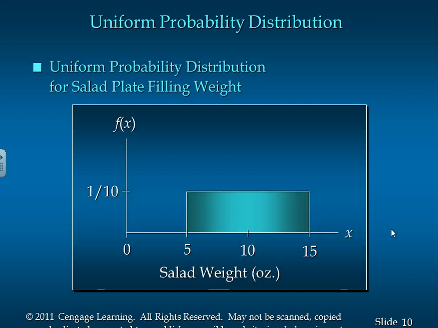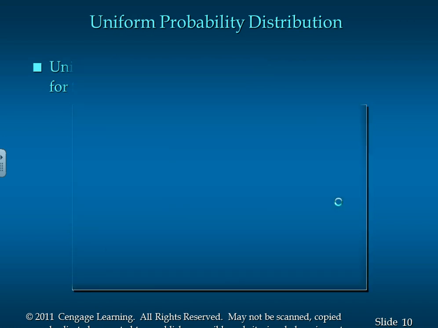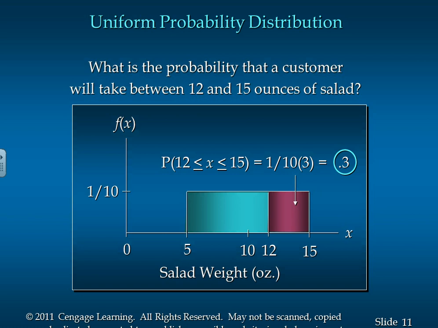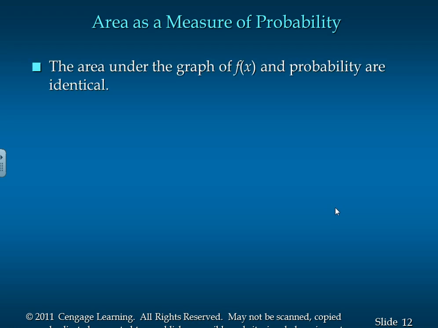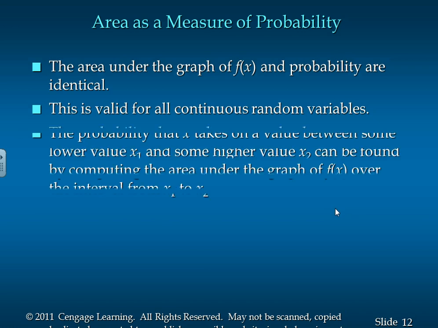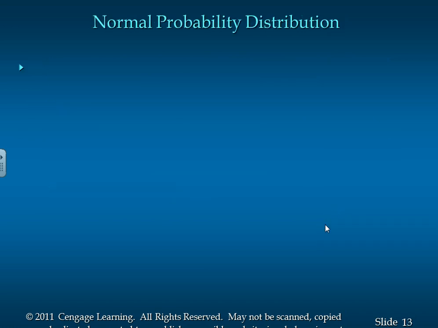All my solids, I have a 1/10 probability function that I'm going to be anywhere in that interval. What is the probability that a customer will take 12 to 15 ounces? That would be 0.3. So 1/10 times my range of 3. Area is a measure of probability. Area under the curve.